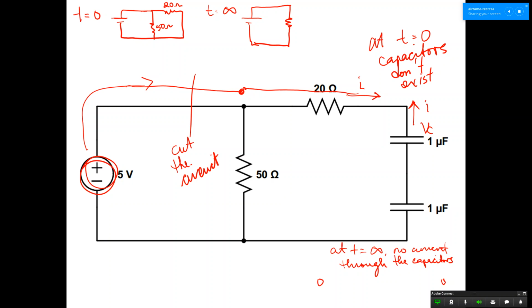Absolutely, yeah. So these two capacitors now act like a battery, right? And they're going to provide a current in the opposite direction. So you're gonna get current through these two resistors.